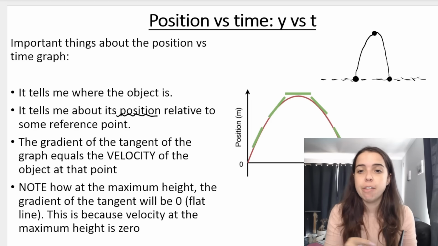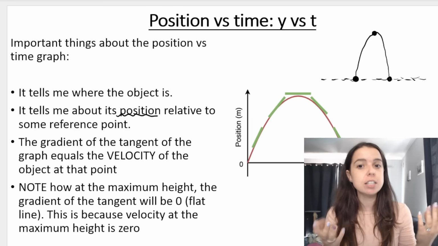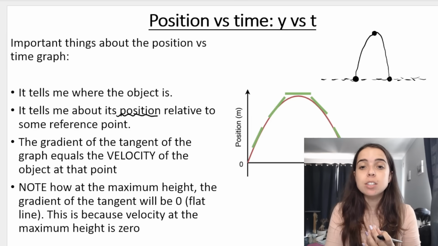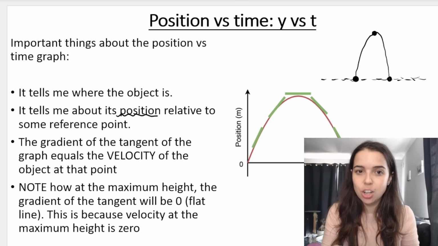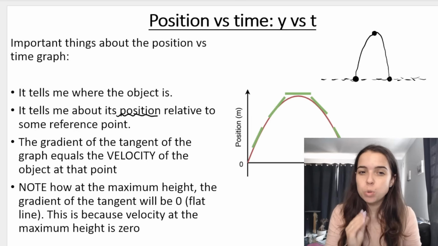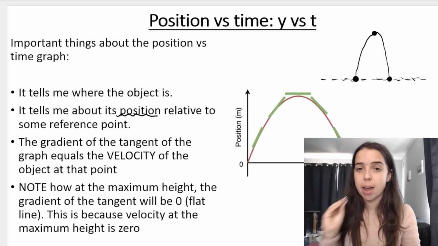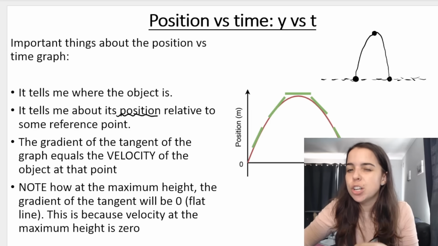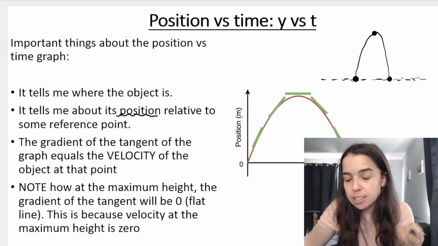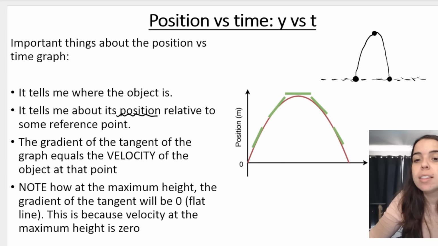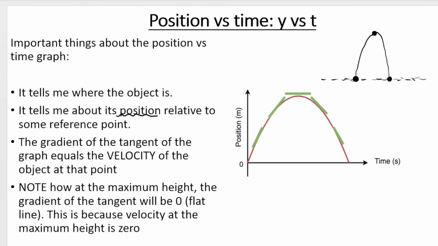So it says here, the gradient. You know what gradient is? Gradient of a line. The gradient of the tangent of the graph equals the velocity of the object at that point. Now, we aren't really going to work with this in actual calculations, but it's good to know. And what all of those words mean is a tangent is a straight line that touches a curve or a curved surface at the point. Okay, so that is basically what a tangent is.